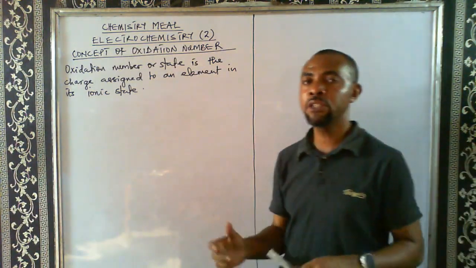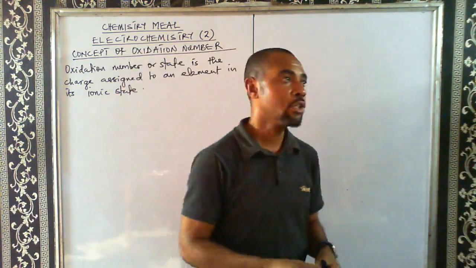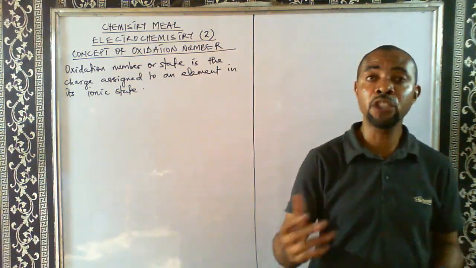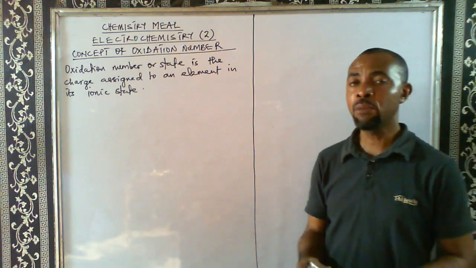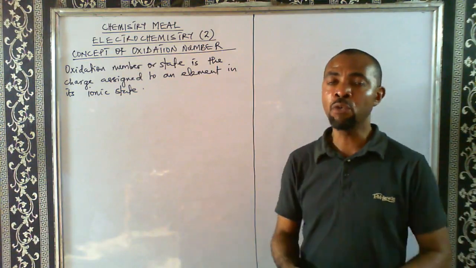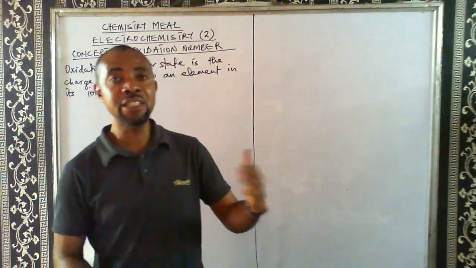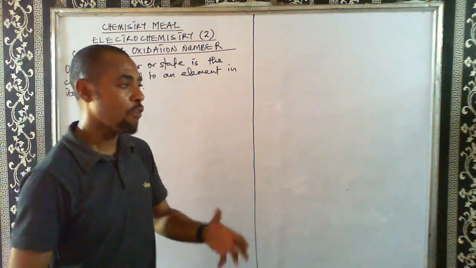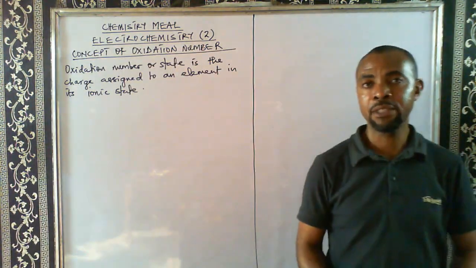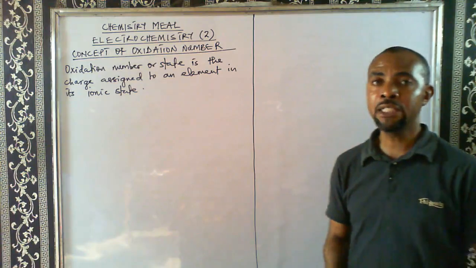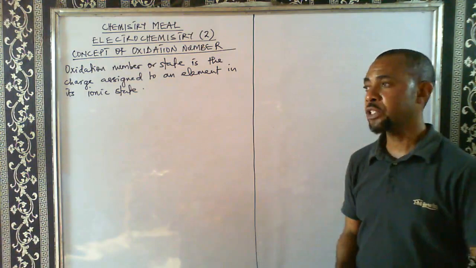There are other definitions of oxidation state or oxidation number. You can also say that the oxidation state, oxidation number, is the number that shows the number of electrons gained or lost by an atom of an element in order to combine with other elements. You can also say that it is the charge that determines the extent or the degree of oxidation or reduction in a given element.